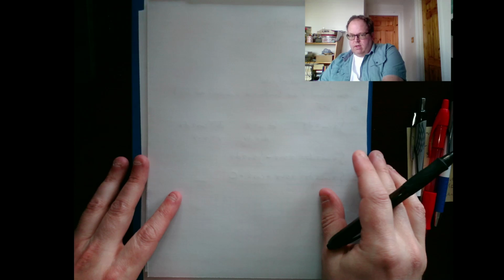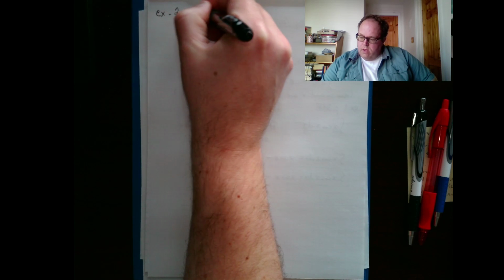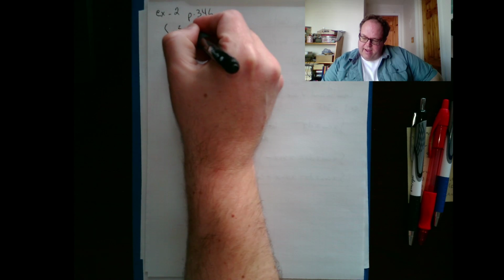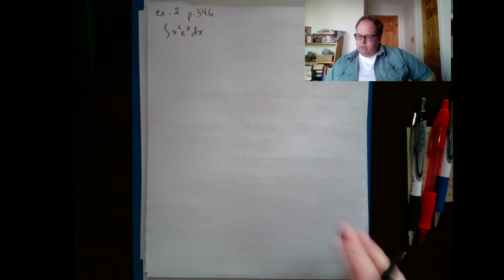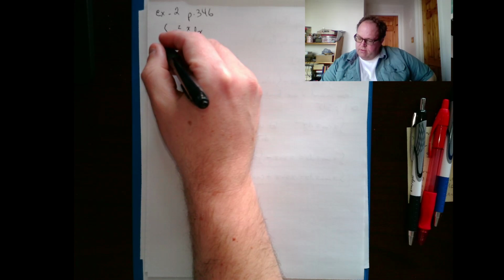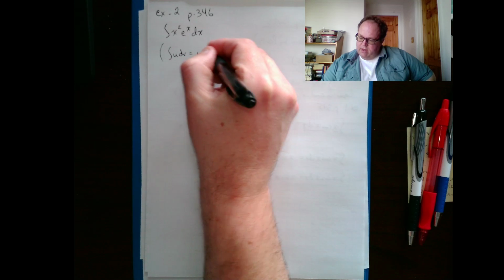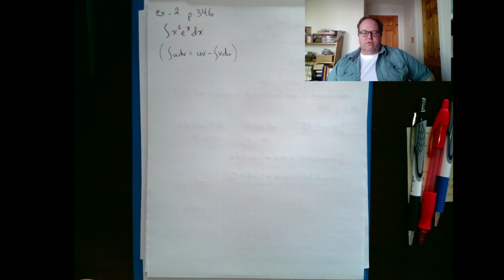So, in example 2, on page 346, we are asked to evaluate the integral of x squared e to the x dx. So, my parts formula, again, is the integral of u dv equals uv minus the integral of v du. So I need to choose some u's and some v's and go from there.